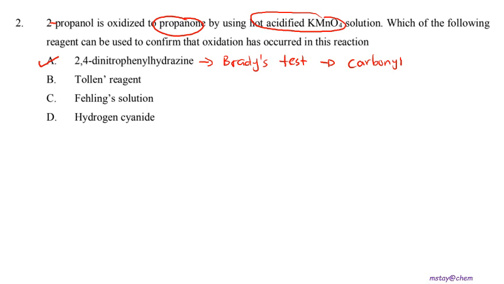Tollens' reagent gives a positive result towards aldehydes. Propanone is a ketone, so B is not correct. A similar case happens to C, which gives a positive result towards aliphatic aldehydes. So option C will be out also.